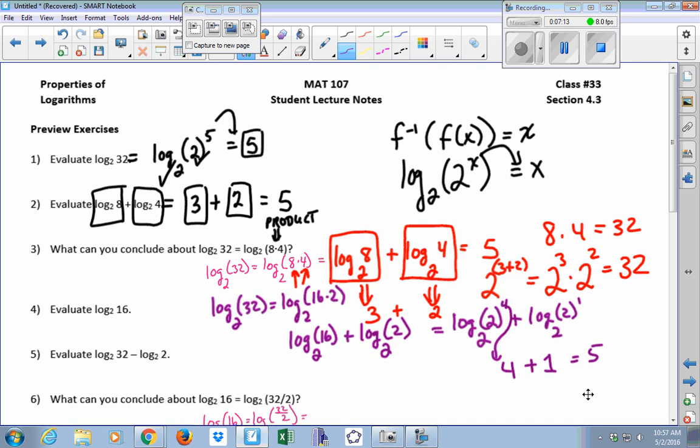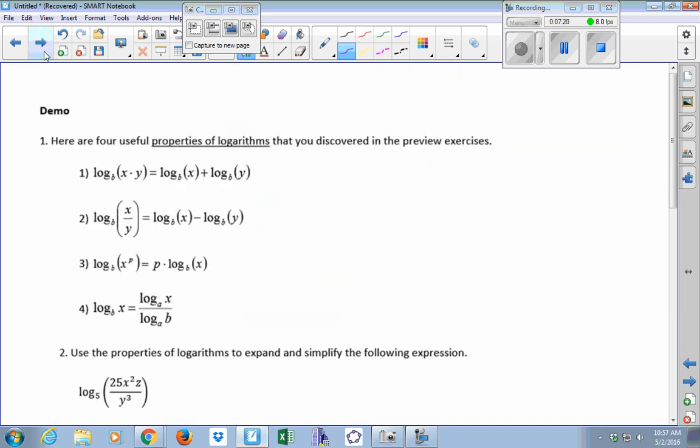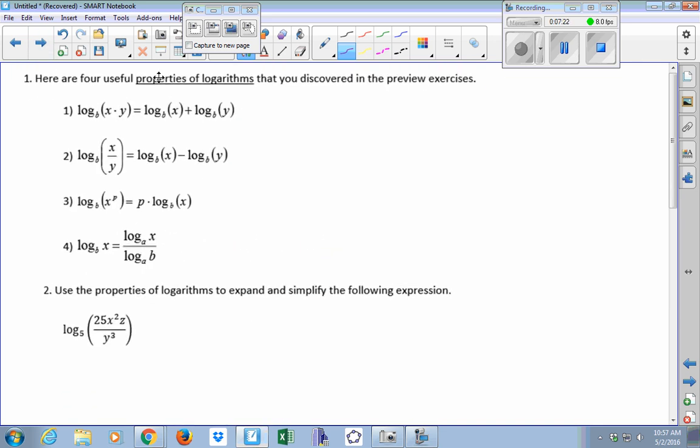Okay, so this is your very first log property, and hopefully you can see its relationship to the exponent property right here. So when you're taking the log of a product, same base, it's the sum of the logs of each of those factors, whatever they happen to be. Okay? So this is your first log property.